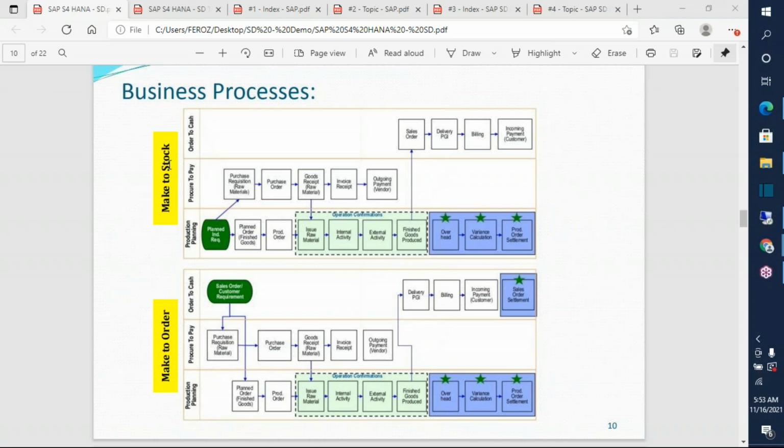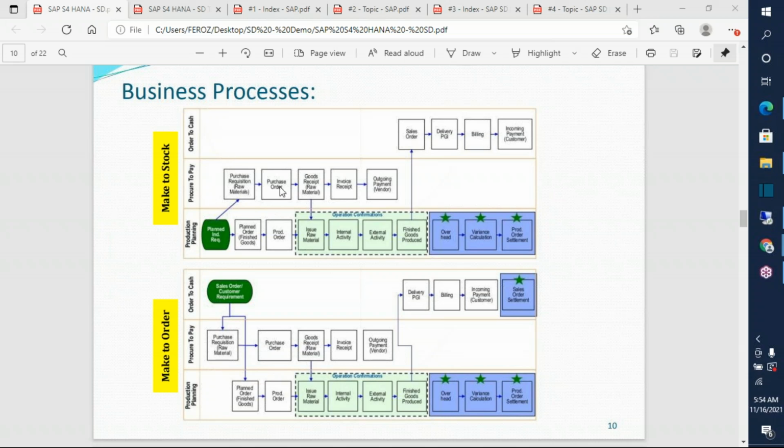So from a make to stock point of view, we can see how different departments have different modules. For the sales department, we have the sales and distribution module. For the procurement department, we have the MM module. For the production department, we have the PP module. And in these modules, we have different processes.